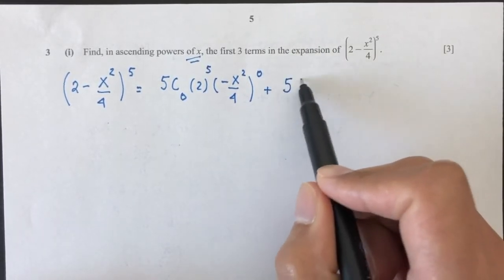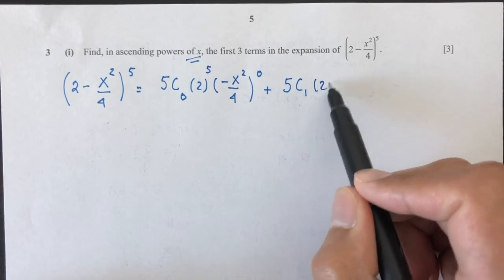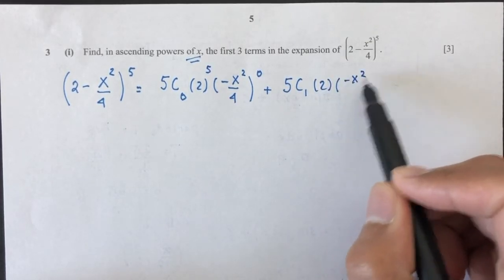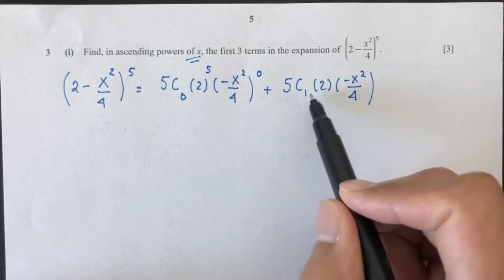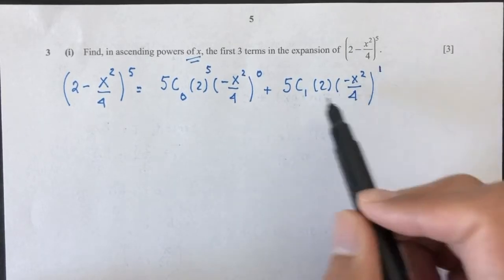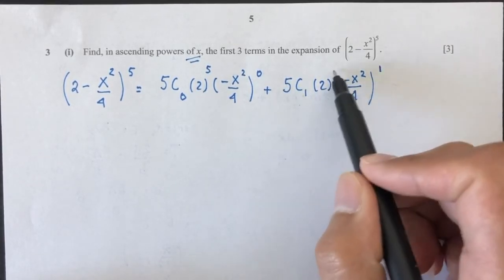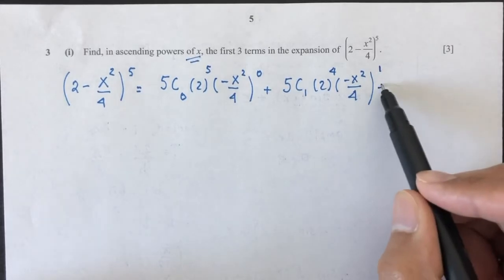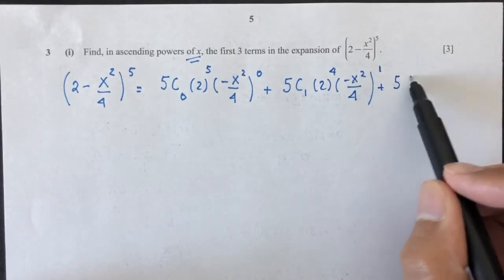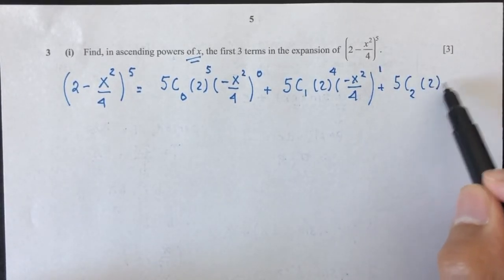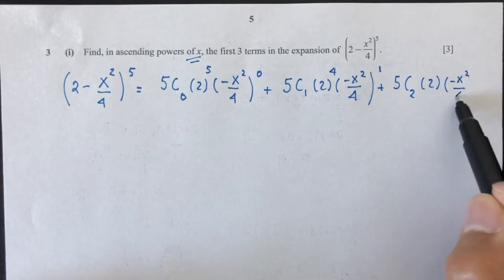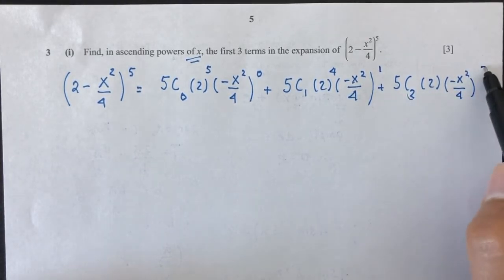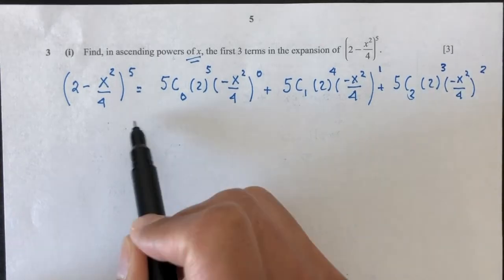Second term will be 5 choose 1, that will be 2, and minus x squared over 4. This one will be the power of this one. This will be 5 minus 1 will be 4. And the third term will be 5 choose 2. This will be 2 minus x squared over 4. So 2 here, that will be 2. This will be 3. So now we can simplify.